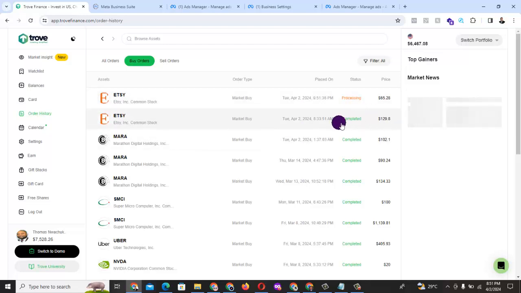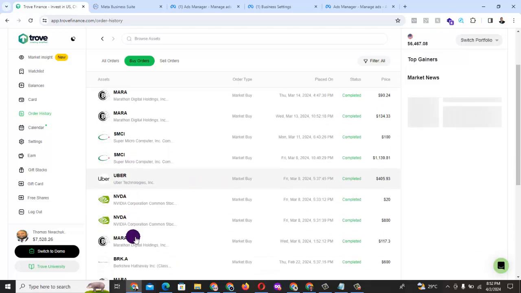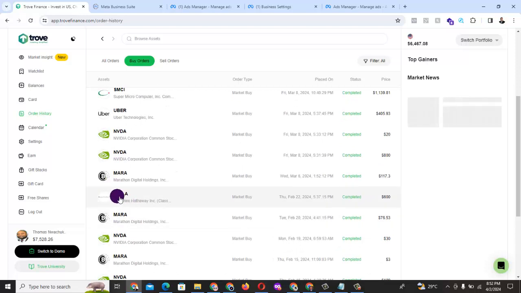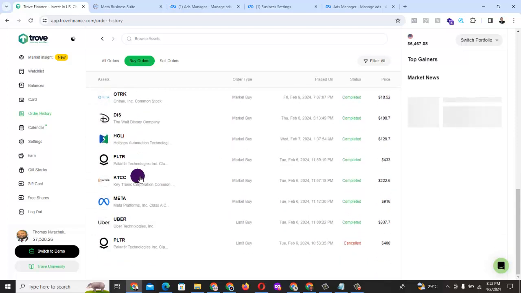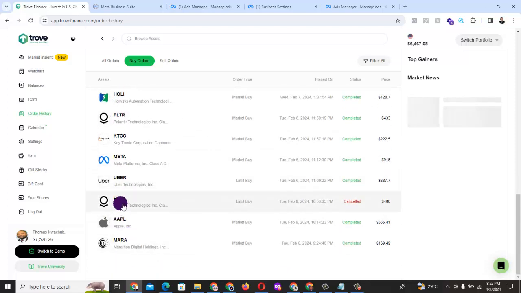I purchased I think two units of this ITSE. I've also bought Marathon Digital and many others, Microcomputer, Uber. I have Nvidia in my portfolio. I have many of them in my portfolio. Riot Platforms. I also have Ontrack. I have Disney. I have a lot of stock on this particular account. I also have Facebook. Facebook is the Meta Platforms. The Keytronic, that is KTCC. I have Palantir. I have Apple.